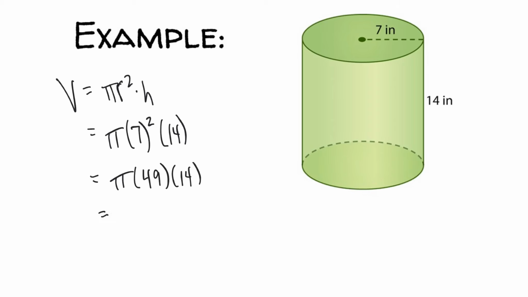I just need to type that into my calculator. And I have 686 pi. This is going to be cubic inches. Now, keep in mind we're talking volume, so we're talking about the number of cubes that actually fit into that cylinder.